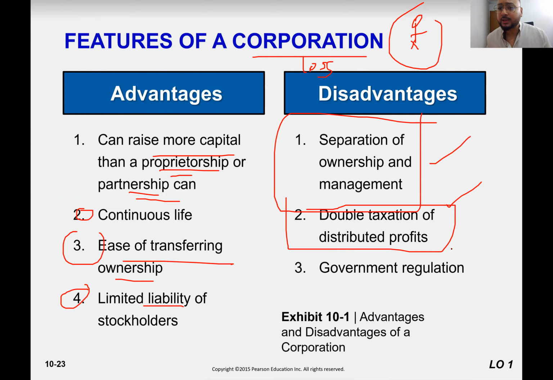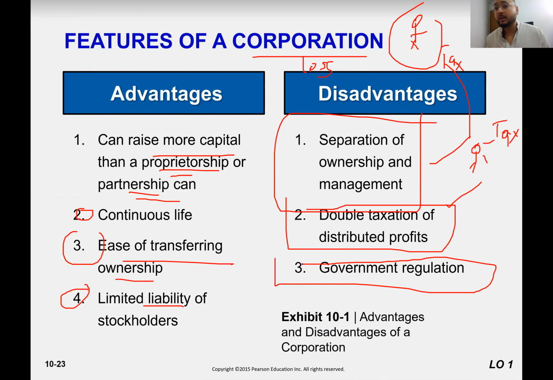Another disadvantage is that it is taxed twice, double taxation. When the company earns, the company is taxed. When the company distributes to the owners, the owners' income is taxed. So double taxation is there in case of a corporation. Plus, it's not easy to set up a company. There are tons of regulations you need to follow. Every year you need to present your income statement, your balance sheet, your statement of earnings, your cash flow statement to the Securities and Exchange Commission where you register your company, right?